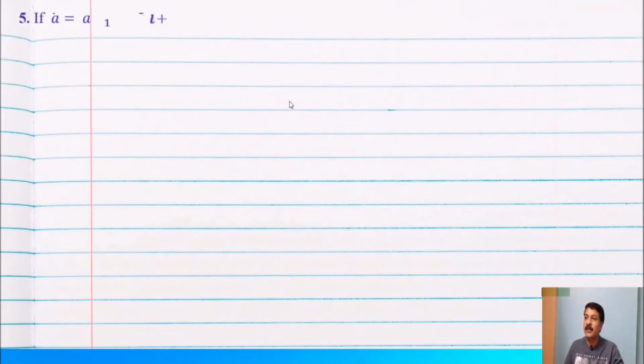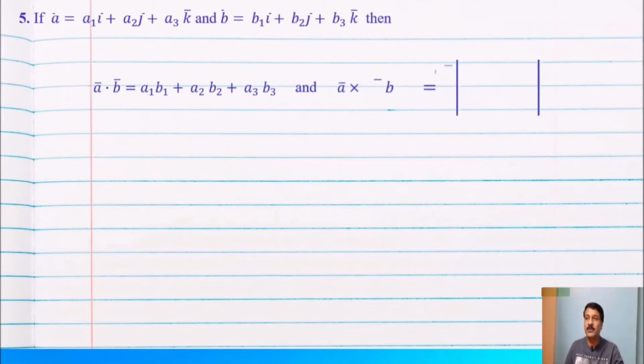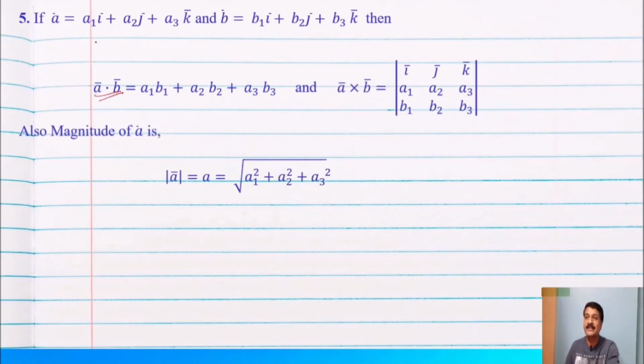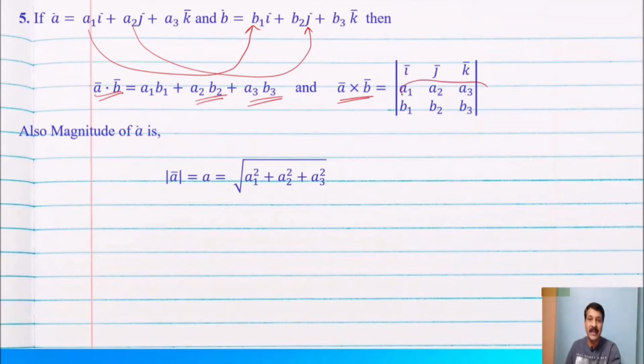You also remember if vectors A and B are in the form of I, J, K, then A dot B equals A1 B1 plus A2 B2 plus A3 B3. This dot product is just the multiplication of the coefficients of I, plus the multiplication of the coefficients of J, plus the coefficients of K. Also, A cross B equals the determinant of I, J, K, A1, A2, A3, B1, B2, B3. Here A1, A2, A3 are the coefficients of I, J, K of the first vector. Similarly, B1, B2, B3 are the coefficients of I, J, K of the second vector.